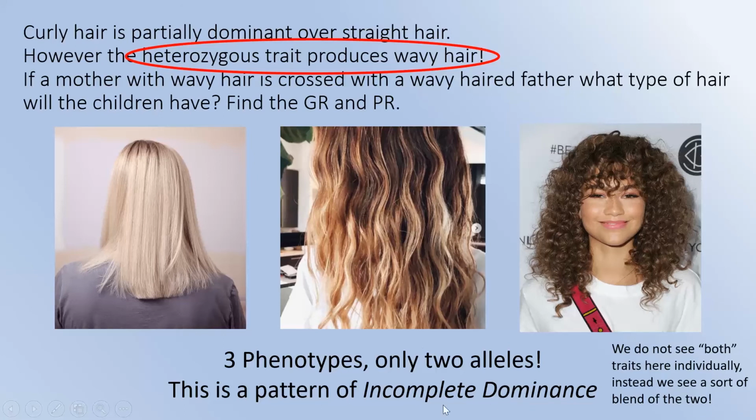I think the example in your notes has a pink flower coming from a red and a white one. So same thing here, we have a middle ground as the heterozygote, the wavy hair, even though we have an incompletely dominant curly hair over here, and a recessive straight hair. The heterozygote is an in-between, so we call that incomplete dominance, because it's not completely dominant. Cool.